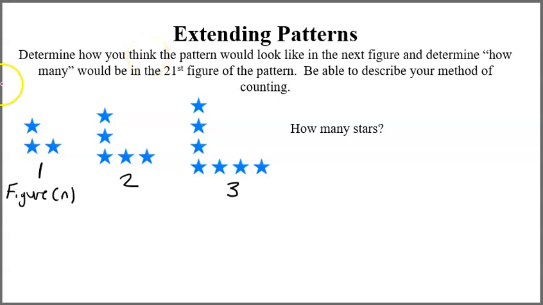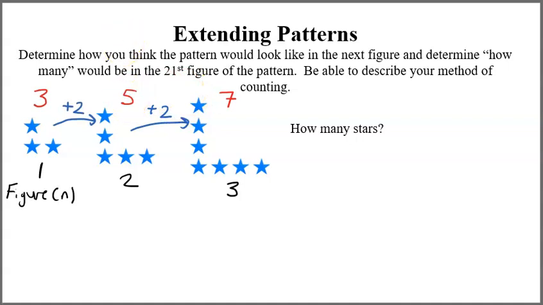The second thing is to determine how many things are in each figure. We're talking about stars here. In this case I have 1, 2, 3 stars in figure 1. 3 plus 2 is 5. And then 5 plus 2 is 7. What I noticed right away is that as I went from figure 1 to figure 2, I added 2 stars to go from one to the next. And then when I went from figure 2 to figure 3, I added 2 stars.